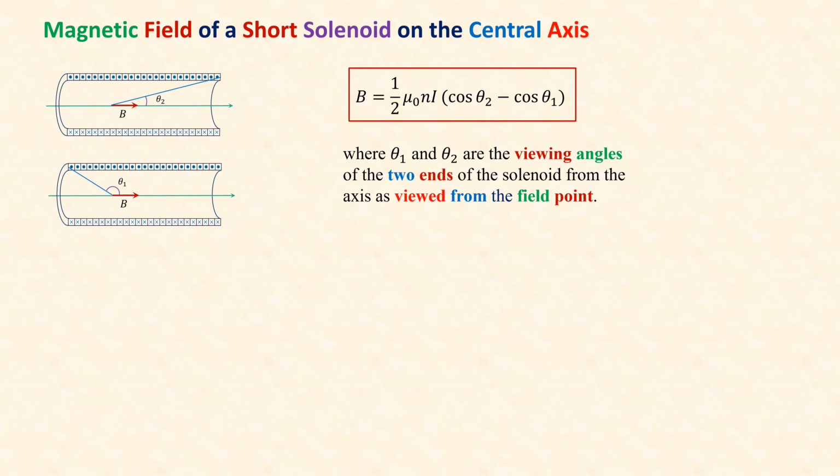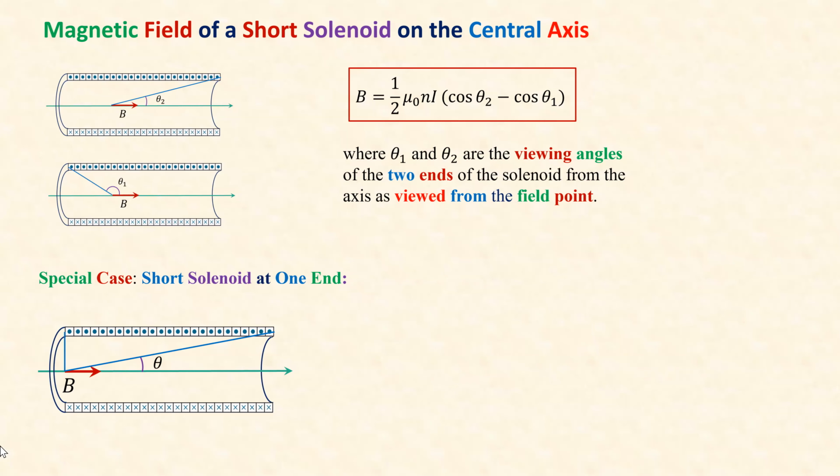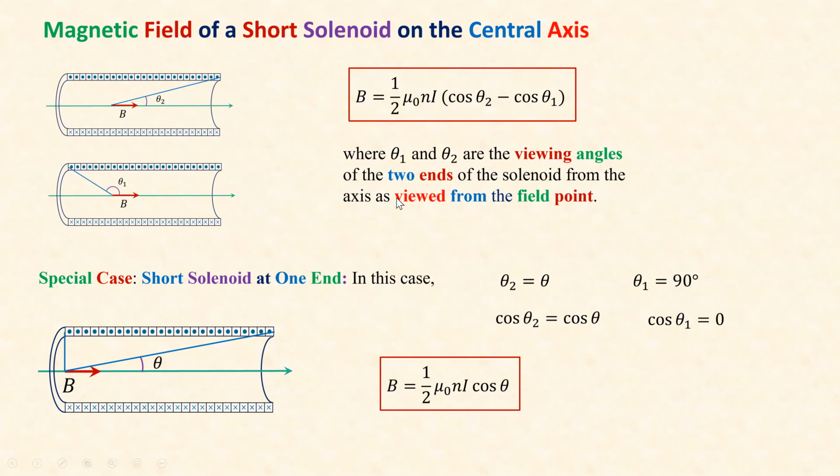All right, and then another special case is a short solenoid at one end. If you have a short solenoid and the field point is at one end, you have one angle that is 90 degrees, the other angle is some theta. Theta 2 is equal to theta, theta 1 is 90 degrees. Then cosine of theta 2 is cosine theta, cosine of theta 1 is 0. So you get cosine theta minus 0, so you get 1/2 mu naught Ni cosine theta. And this is a new result that you can use.